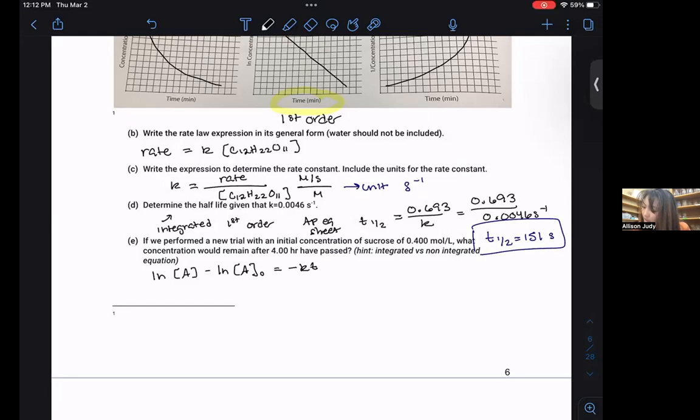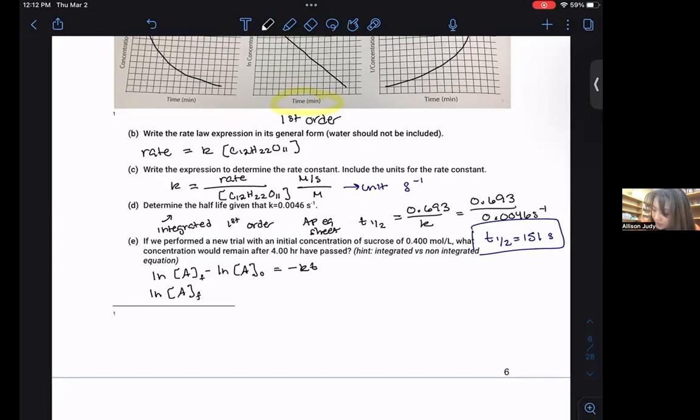And so what we would do then is, one, we would want to plug in our data. Right now, we're trying to find the final concentration. So we're trying to solve for ln of A final. So what I would do is rearrange my equation. I'd say ln natural log of my compound is equal to -KT plus ln of the original concentration of my compound.